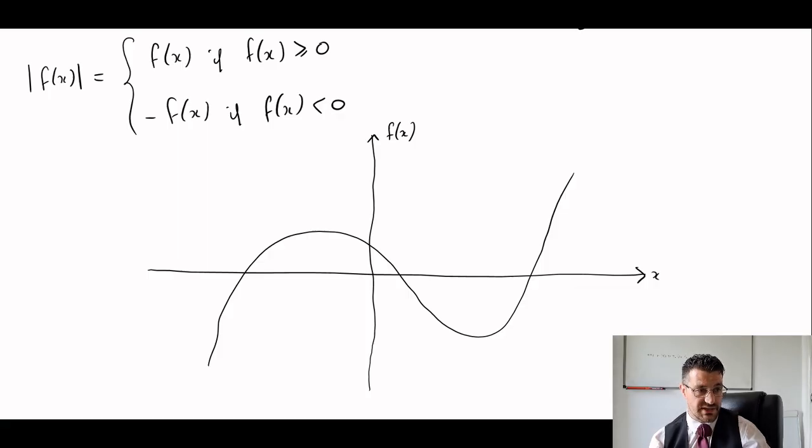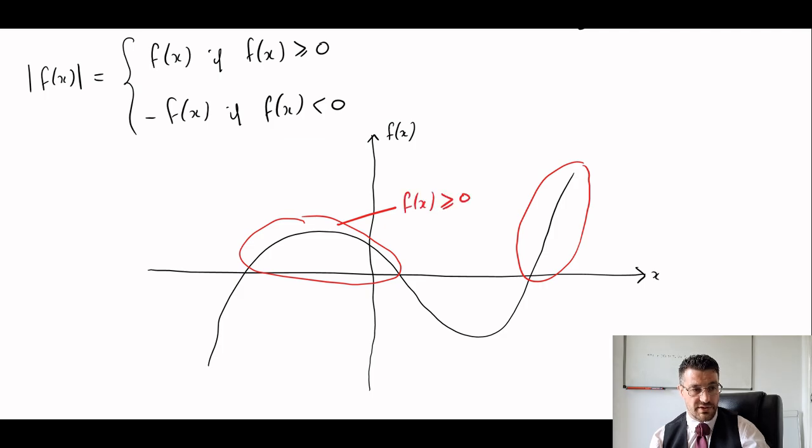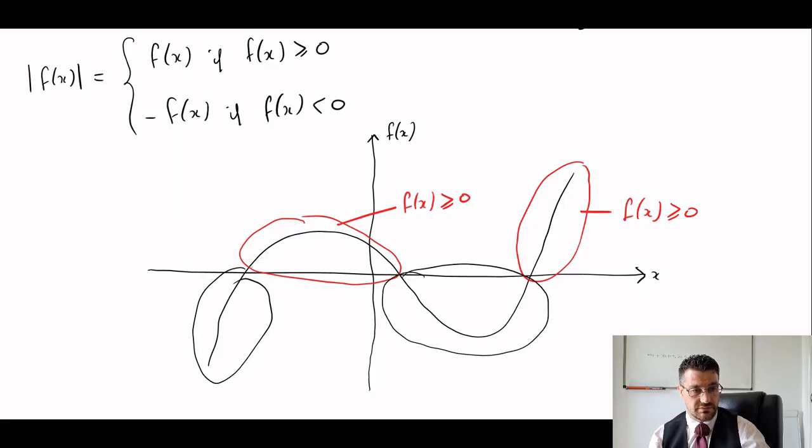Okay, so we can look at various parts of this graph. The bits that we're interested in are those bits that are on or above the x-axis, because these are the parts of f of x where f of x is greater than or equal to 0. But then on the other hand, we're also interested in those parts that are below the x-axis, because these are the parts of f of x where f of x is less than 0.